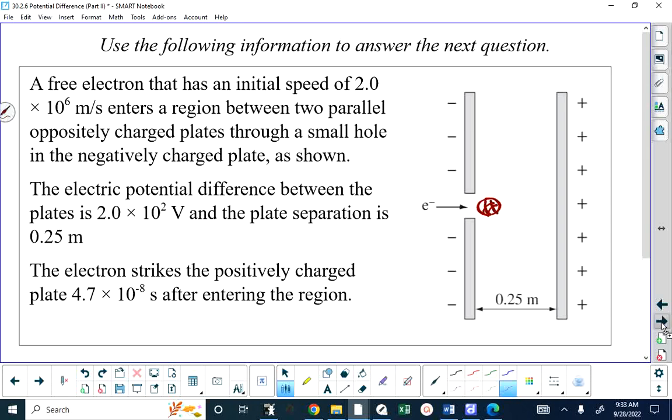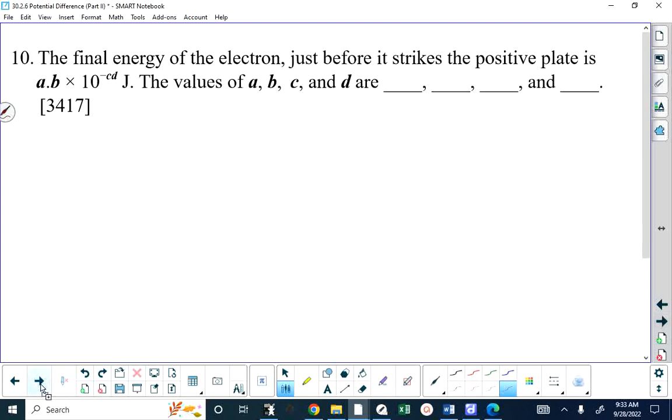There's the electron, and it's moving at that instant in time with this speed. You have to get used to the fact that sometimes these context boxes are used for multiple questions, and even if they're not used for multiple questions, you may be given extra information that you don't need. Okay? So we're given how long it takes to go from one plate to the next. We're given the distance between the plates. And the question is, what's the final energy of the electron just before it strikes the plate in joules?